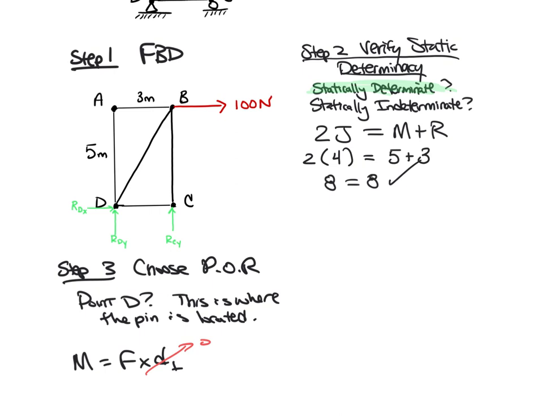So RDX and RDY won't cause a moment about that point of rotation D, which means the only 2 forces that I'll have in my moment equation in this example are RCY and this 100 Newton applied force here, which do have some distance from this point D. So these 2 forces will show up in my moment equation. Okay? So step 4, let's go ahead and generate that moment equation.